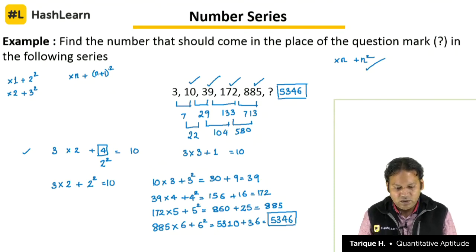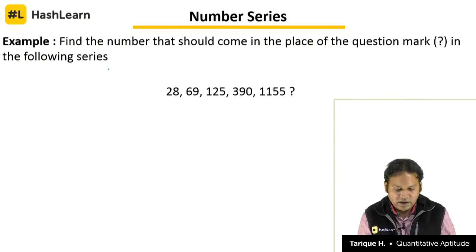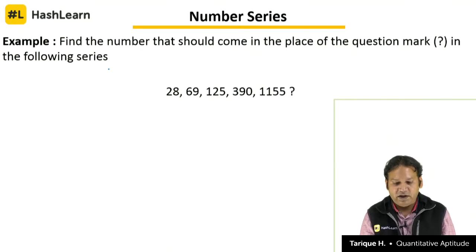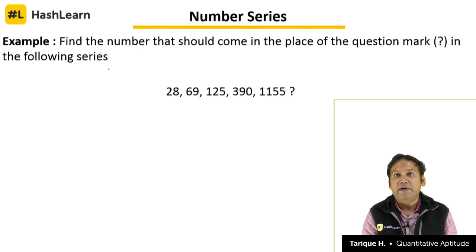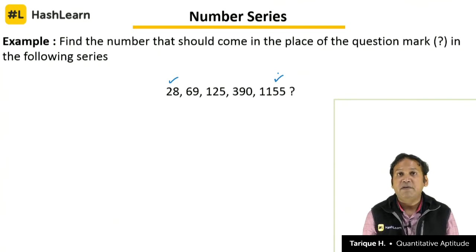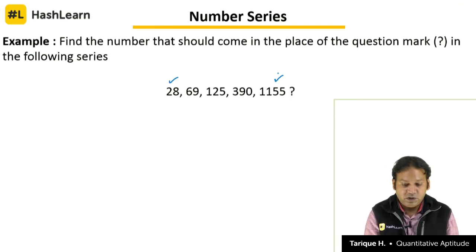Okay. Now let us look at the third question. Find the number that should come in place of the question mark in the following series. We have 28, 69, 125, 390, 1155 and so on. Again, I will not find a difference here because you see, look at the number here. This is 28 and now already we have gone just in the fourth number from 28. We have gone to 1155, and that's a big number, so it's definitely a multiplication, something to do with multiplication.